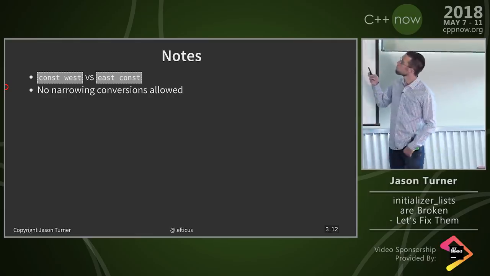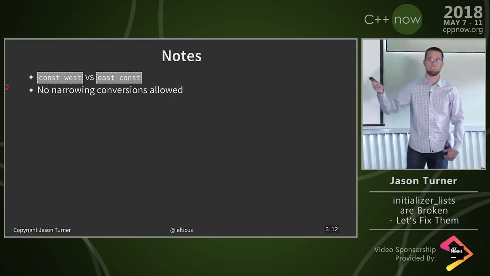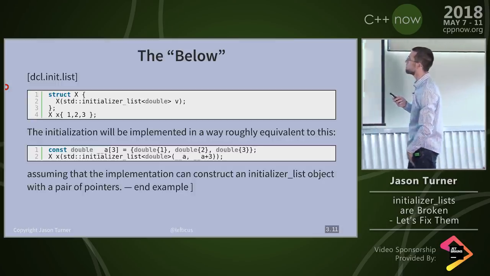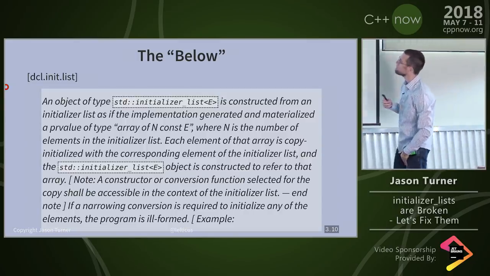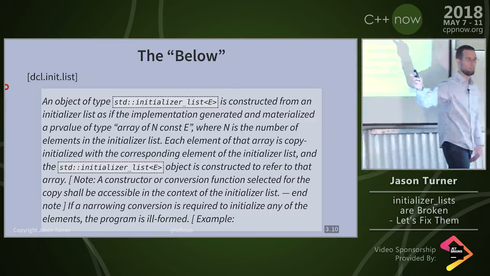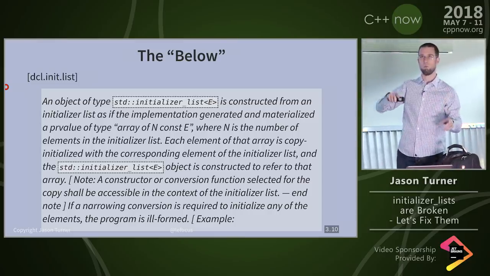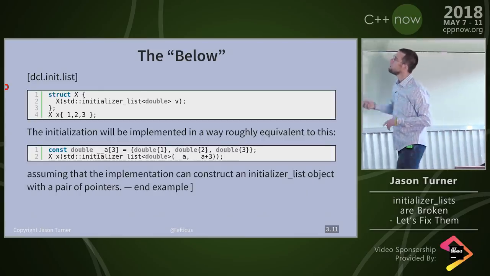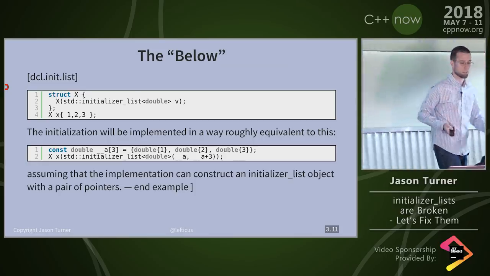Okay. So, a couple of notes. First is const west versus east const. We all are participating with our, yes. It's a weird conference this year. So, the standard says an array of N of const E that reads an awful lot like east const, right? That reads like east const. But the specific example is const west. I just thought that was interesting.